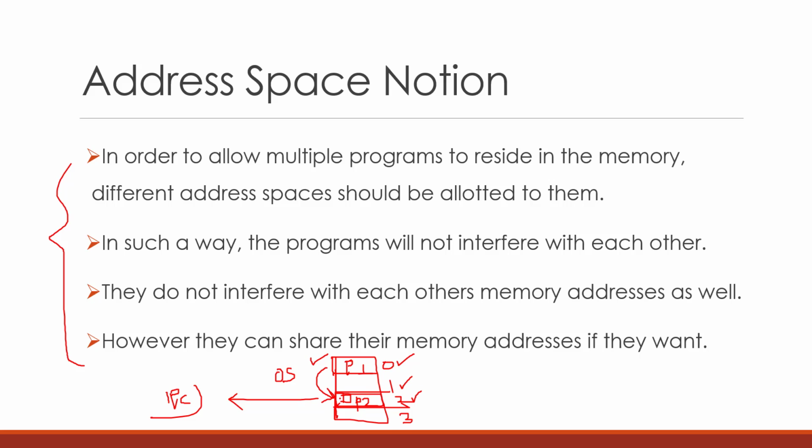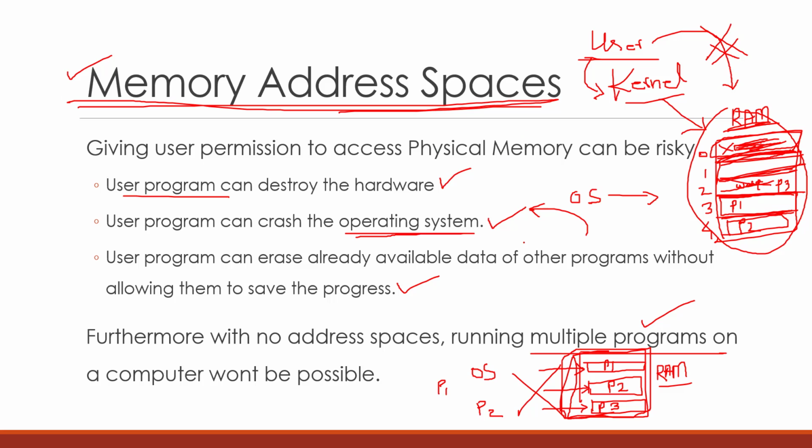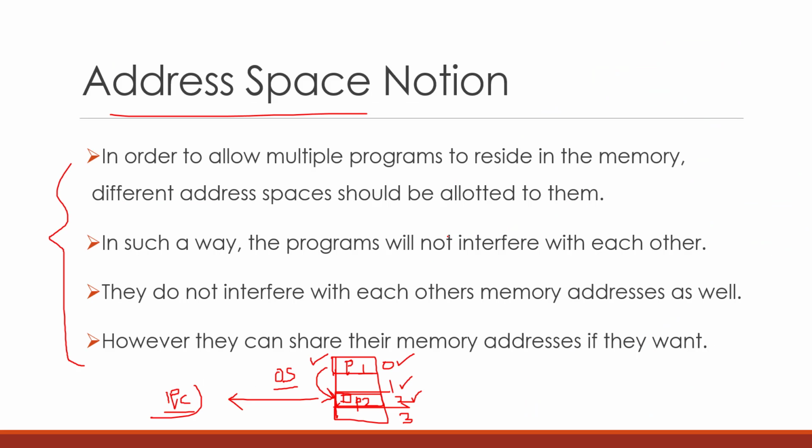So processes are not allowed to access the address spaces of each other unless and until the operating system allows them to perform certain tasks, just like inter-process communication, right? So this is called the address space notion. This is called memory address spaces. I hope you understand what an address space is and why this notion of address space is important in our memory.